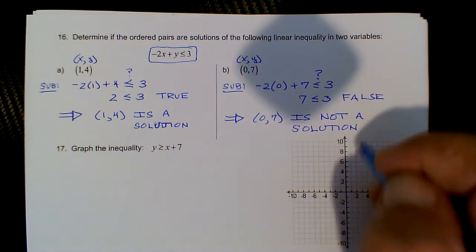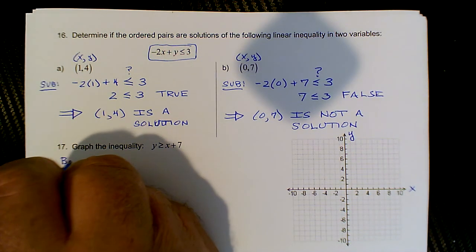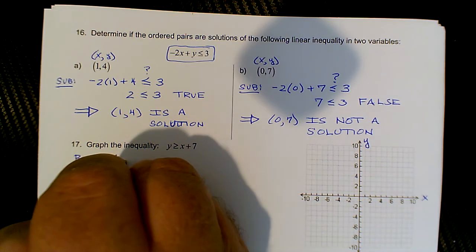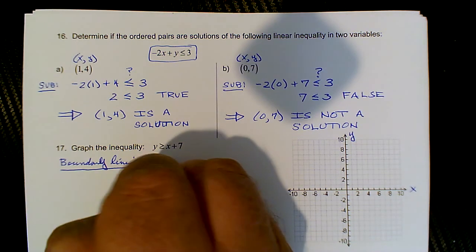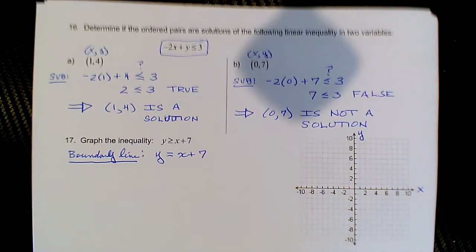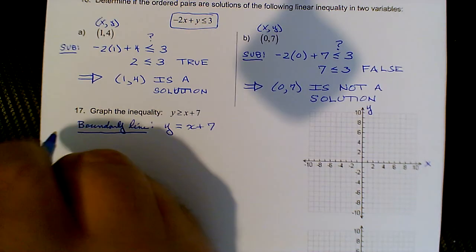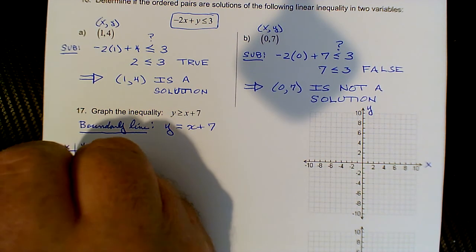we first want to know, are we dealing with a dotted line, or a dashed line, or a solid line? And remember, if this is greater than or less than, it's dashed. And if it's greater than or equal to, or less than or equal to, the line is included, then it's a solid line. So we graph that solid line.